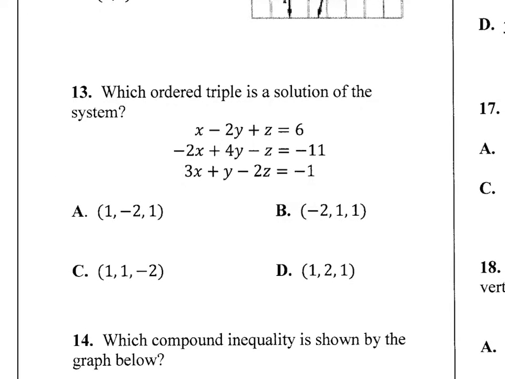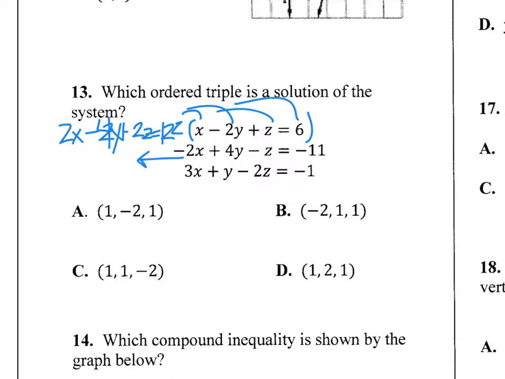Okay, number 13, we have an ordered triple. So what you have to do is first pick two equations where you can get rid of a letter. To me, it looks like it'd be easiest to get rid of the x here. So I'm going to multiply everything by 2, all the terms. So now you're going to have 2x, whoops, that should be a minus, minus 4y, sorry, plus 2z equals 12. And then bring this one straight over underneath.